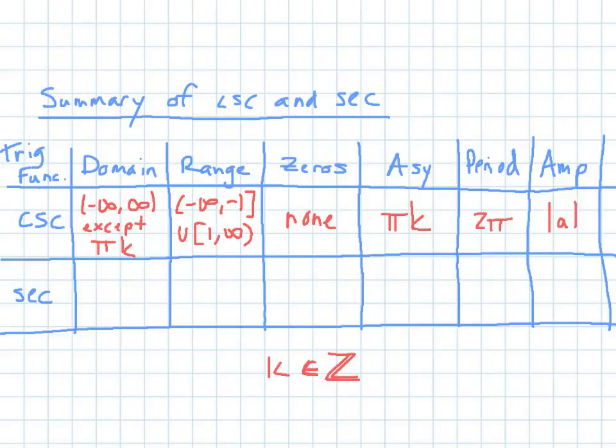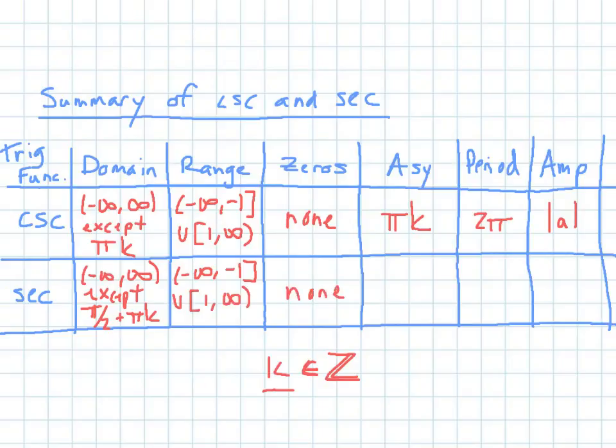Okay. Secant, same thing, from negative infinity to infinity. Okay, except now here your asymptotes are like you have pi over 2, 3 pi over 2, 5 pi over 2, stuff like that. So you're starting at pi over 2 plus pi k, for every k that's an integer. And here it'll do the same thing for your range. So it goes from negative infinity to negative 1, union from 1 to infinity. Okay? It also doesn't cross the x-axis, so there are no zeros.